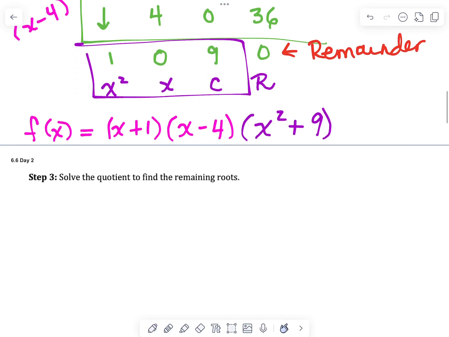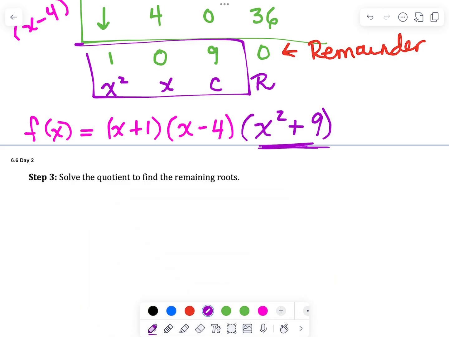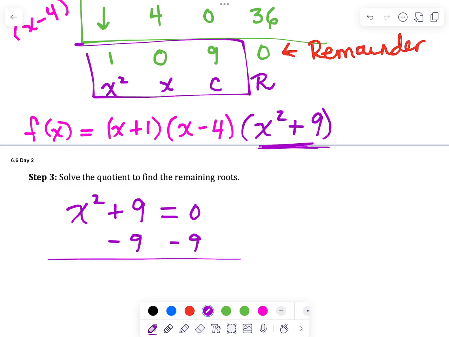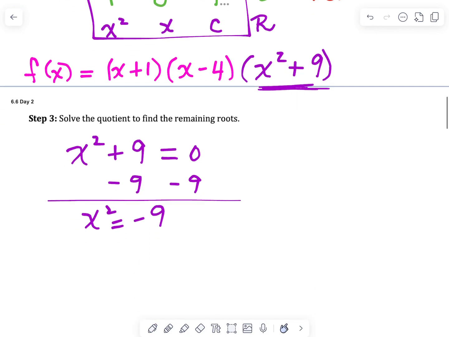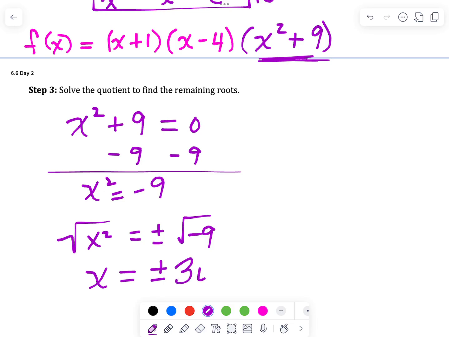Now we move on to solving the quotient. So the quotient is right here, x squared plus 9, to find the remaining roots. So we set that x squared plus 9 equal to 0. We're using our zero product property. And then we solve it. We subtract 9 from both sides, and we get x squared equals negative 9. And then we undo that x squared by square rooting both sides. We get an answer of x equals plus or minus 3i.